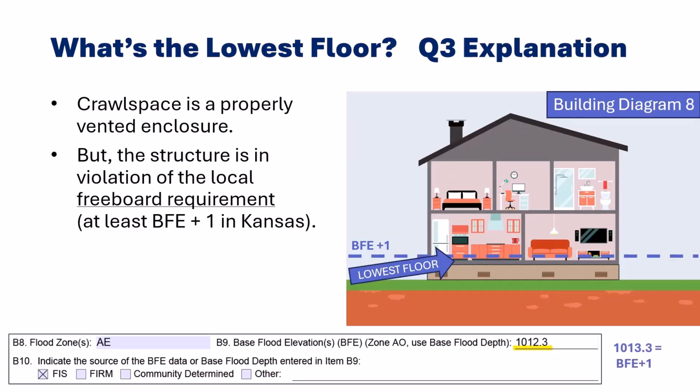This would be a scenario where a crawl space is properly vented, making the finished floor the lowest floor. However, the structure is in violation of the freeboard requirement because it was above BFE, but not above BFE plus 1 foot. A mid-construction inspection should have caught that the building's finished floor was still below the base flood elevation recorded in B9 plus 1 foot. Using Section G to record that BFE plus 1 requirement can help you as the floodplain administrator catch these buildings before they reach finished construction.